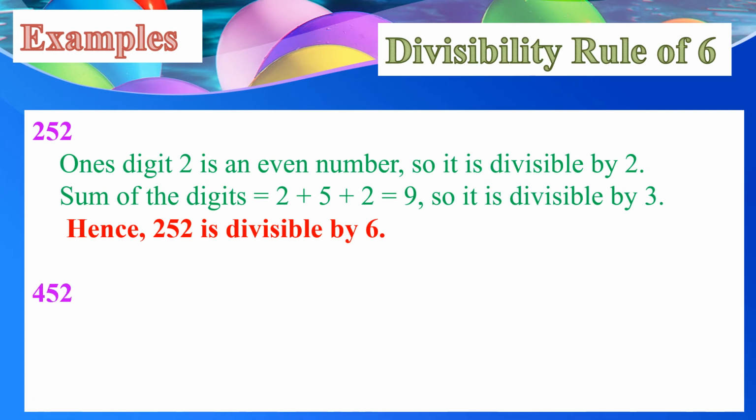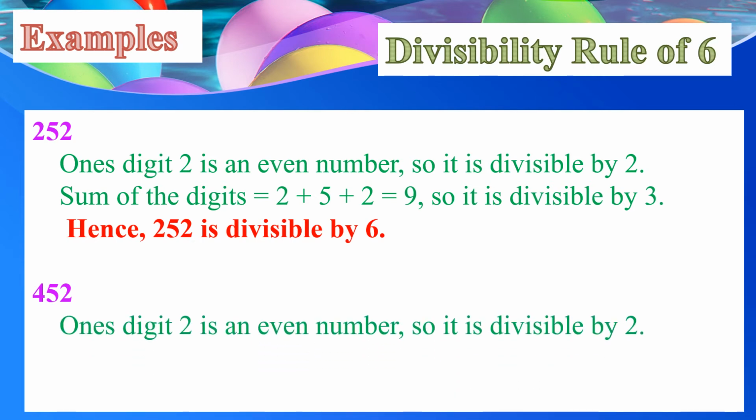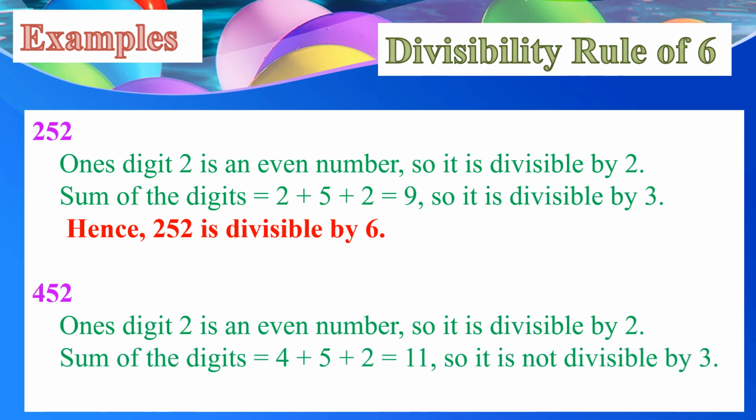452. In the given example, 452, 2 is in the ones place, which is divisible by 2. Sum of the digits is 4 plus 5 plus 2, which is equal to 11. So, it is not divisible by 3. Since the given example is divisible by 2 and not divisible by 3, therefore, 452 is not divisible by 6.